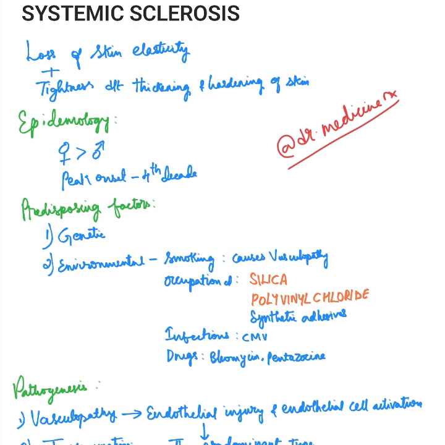In today's video we'll be discussing systemic sclerosis. It is an autoimmune disorder that is characterized by loss of skin elasticity along with tightness of the skin, occurring as a result of thickening and hardening of the skin.